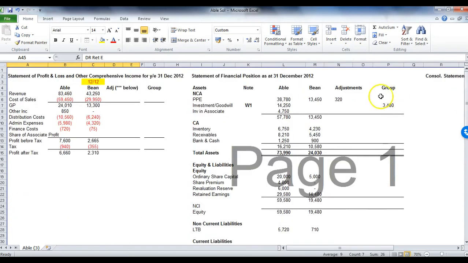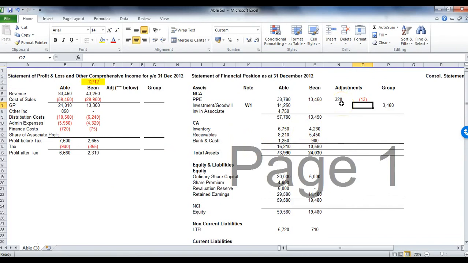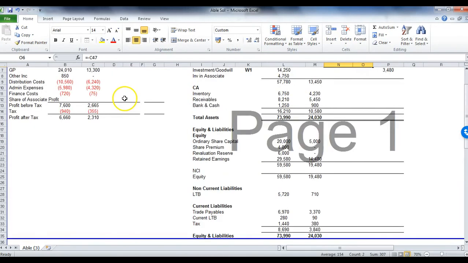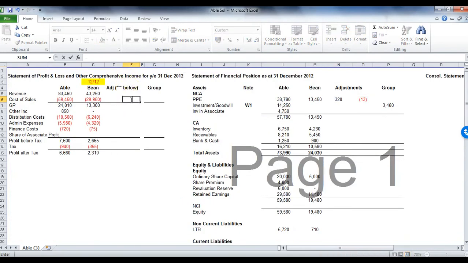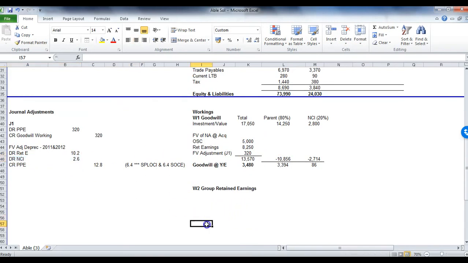We're reducing this, so we'll put the minus 12.8 in property, plant and equipment. So again, that just rounds to 13. So we've slotted that in. In cost of sales, we're going to do a minus 6.4 because it's additional depreciation for the year that needs to go in, only for the current year, 2012. The statement of change in equity portion will show up when we do the opening retained earnings, so don't worry about that. And again, don't forget to slot these in here.